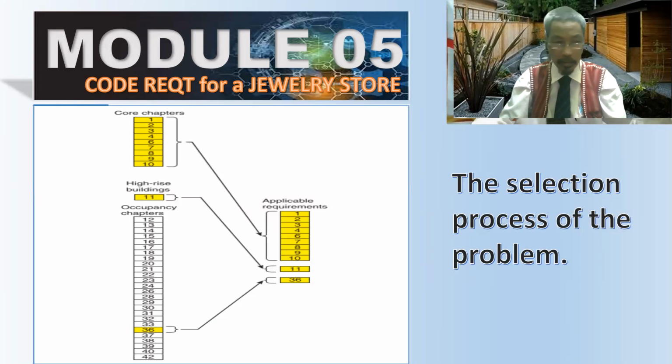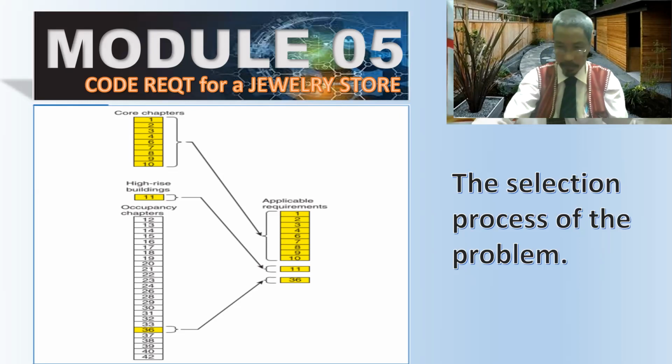So we already know we have what? 88 persons maximum probable occupants at any given time. This is our selection process.